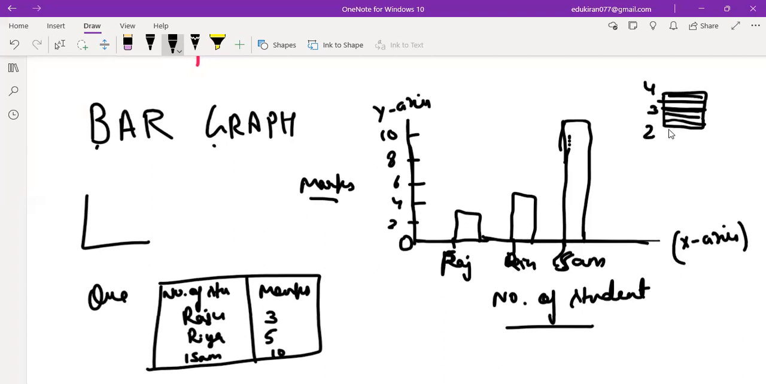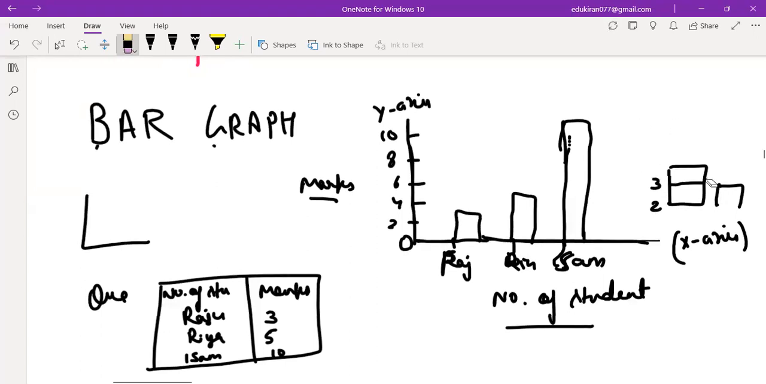Clear? So when you have the bar graph, if you are writing 2 here and 4 here, you will see a minor line here as well. That will be 3. So if it is 3, you will mark it till here. I hope you can check this in your bar graph, right?